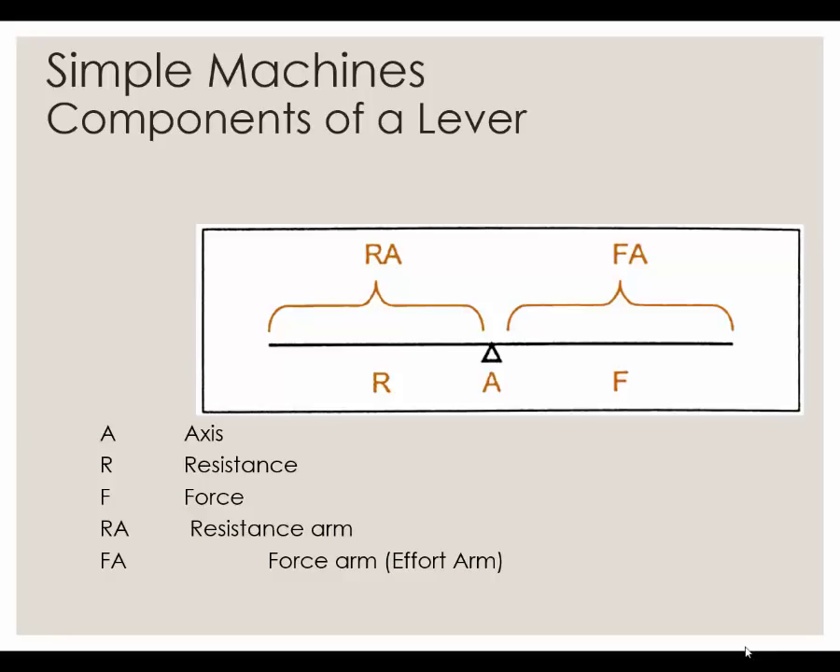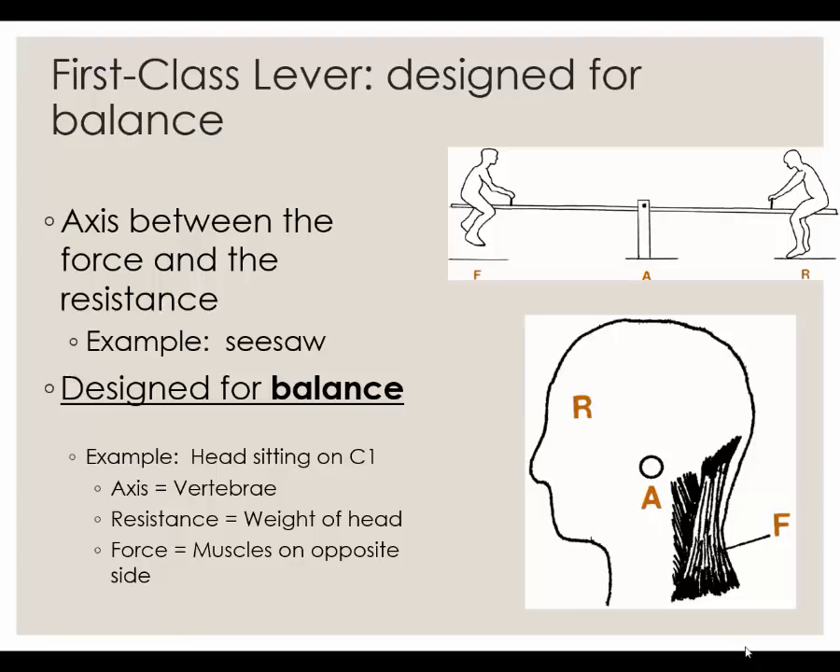So the first class lever is designed for balance. Make sure you know that. Axis between the force and the resistance. So an example would be a teeter-totter or a seesaw. In human anatomy, an example would be the head sitting on the cervical vertebrae number 1 or C1. The axis is the actual vertebrae. The resistance is the weight of the head. And the force is, remember, usually it's the muscle. So the force is the muscle on the opposite side.